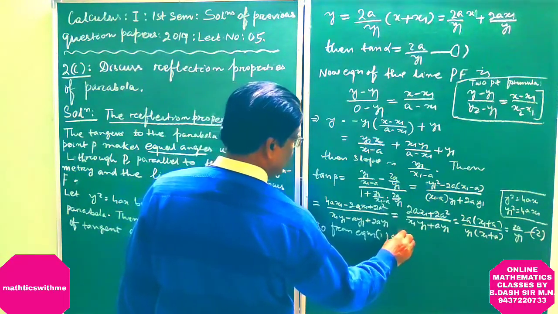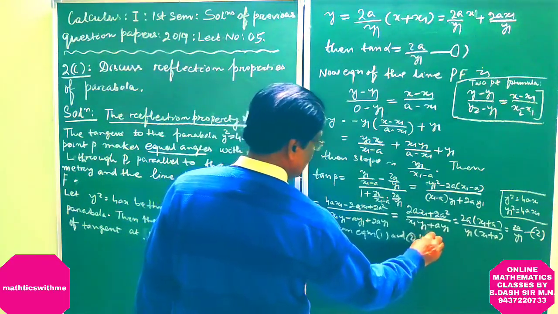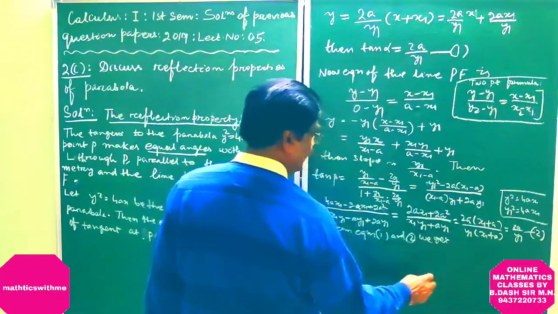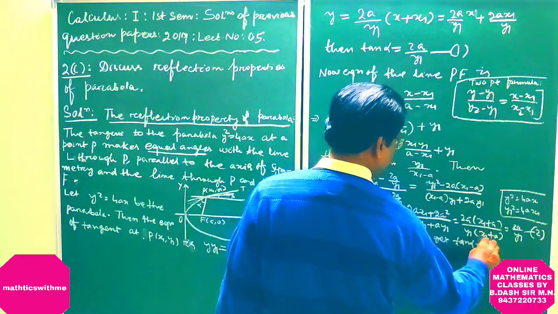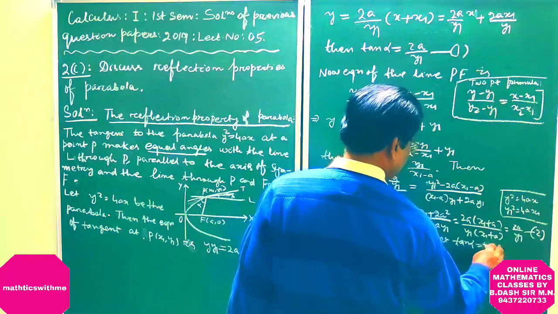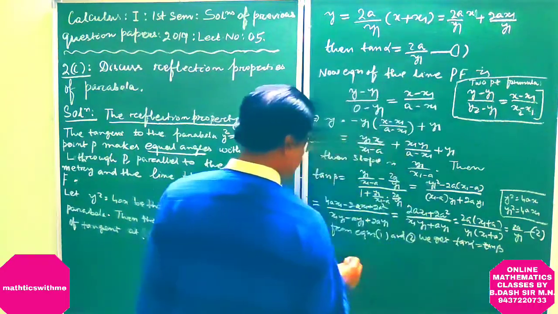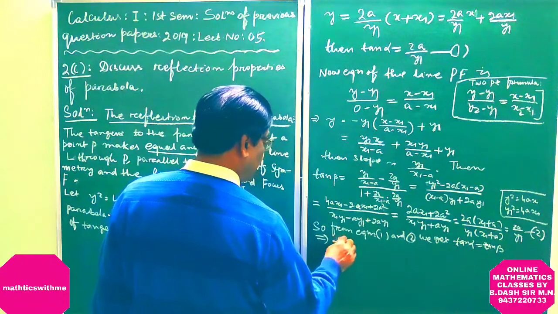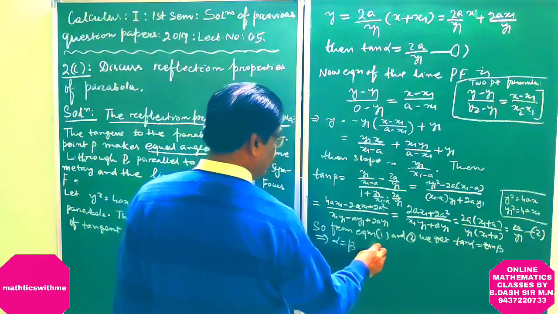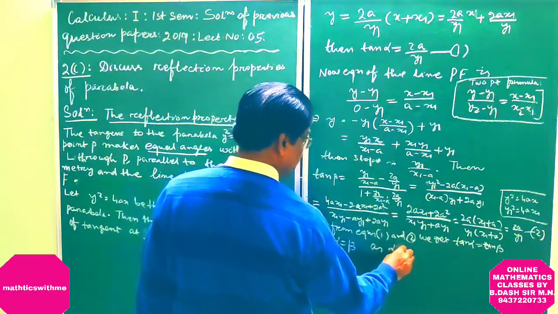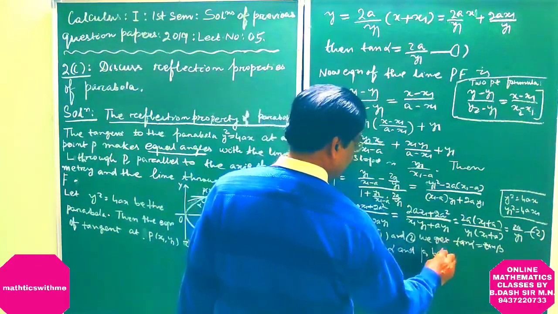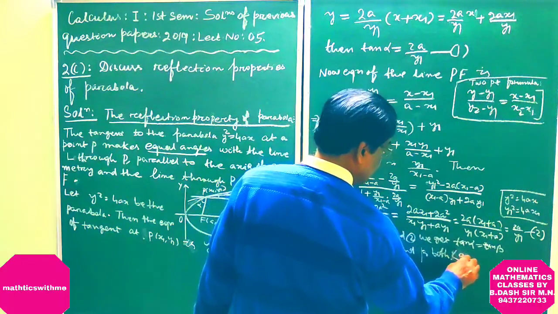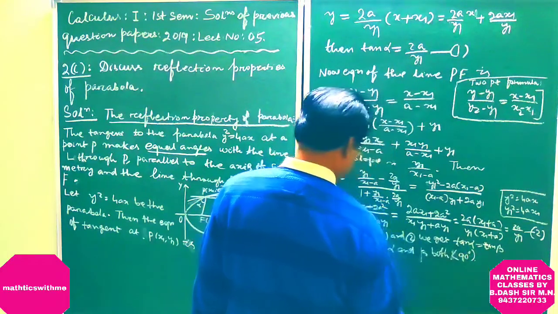So from equations 1 and 2 we get tan alpha is equal to tan beta. This implies alpha is equal to beta, as alpha and beta are both less than 90 degrees. Good.